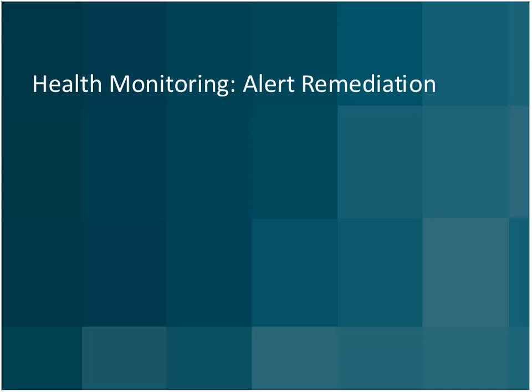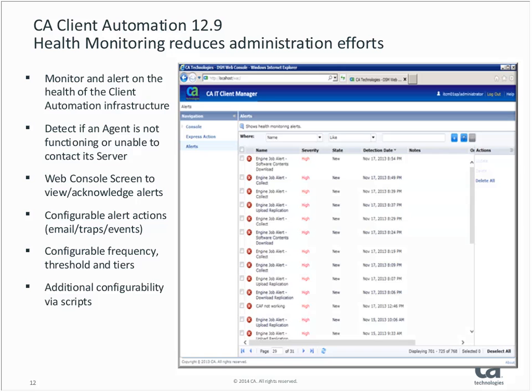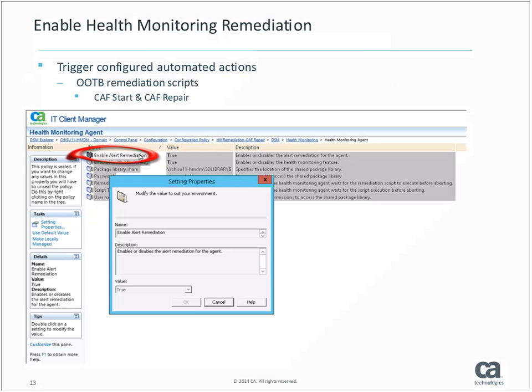Health monitoring, we added some alert remediation. In 12.8, we added health monitoring capabilities within the product. What that does is monitor the health and well-being of your client automation infrastructure, so your domain managers, your scalability servers, and your agents. And with 12.9, we added the ability to configure scripts to run upon the receipt of an alert.